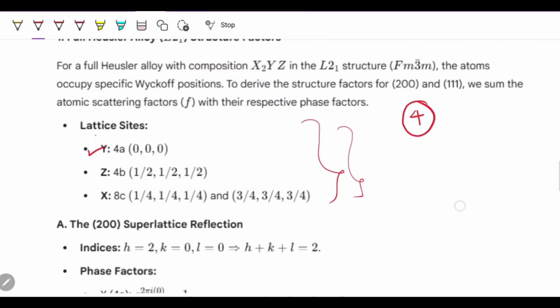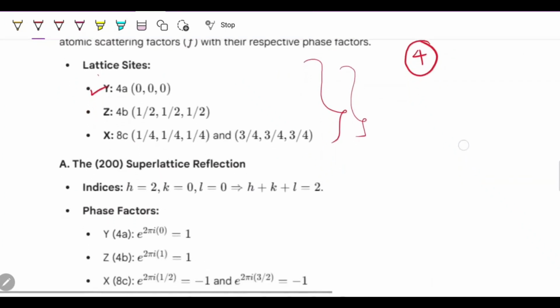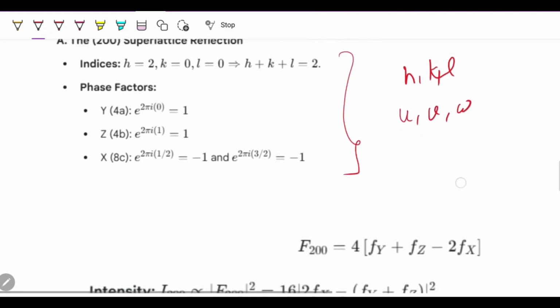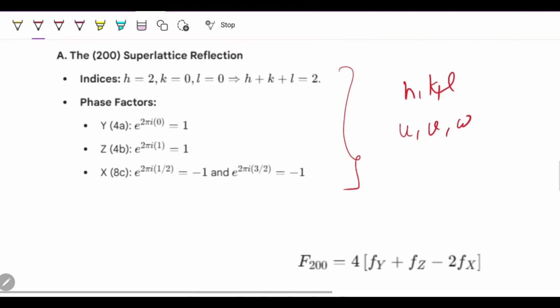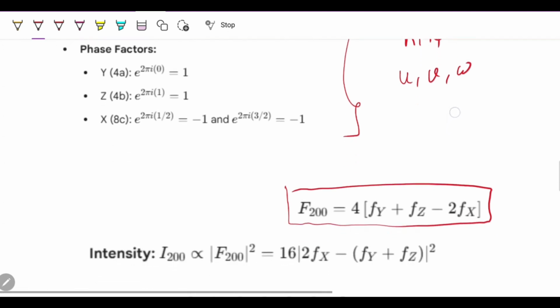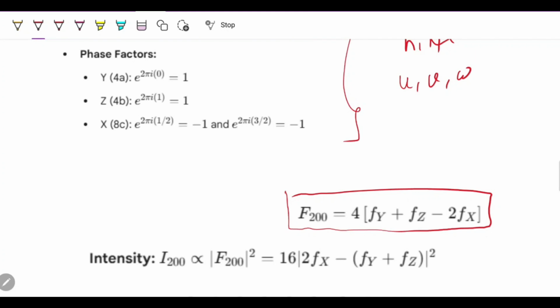So now if we calculate the structure factor for the 200 reflection, you can calculate by putting in the values of HKL and the values of UVW, and then we can write down the structure factor for 200. This is the structure factor for 200, which comes to 4 times Fy plus Fz minus 2Fx. And then if we know the structure factor, we can calculate the intensity.